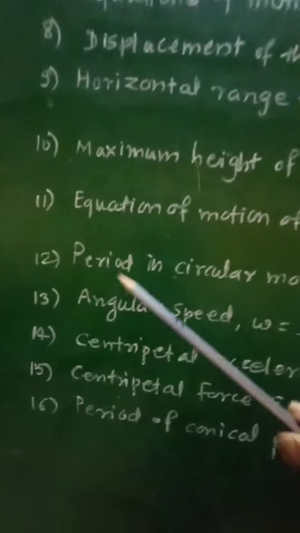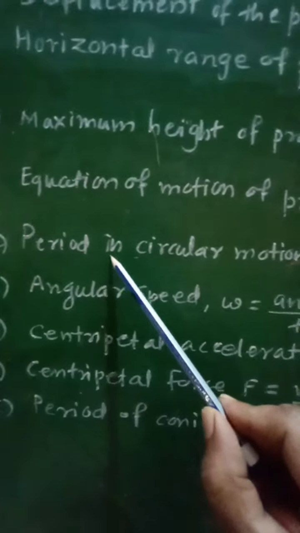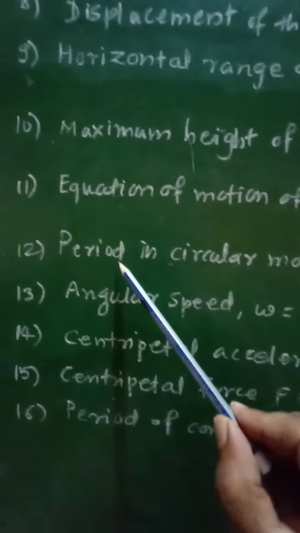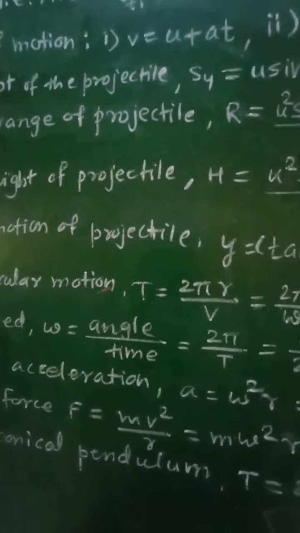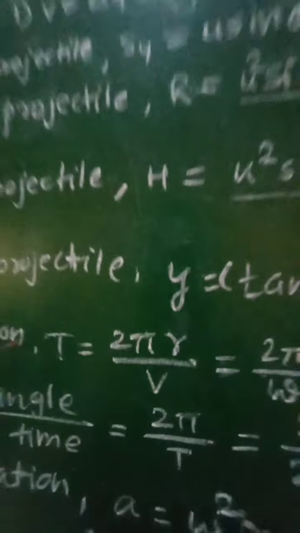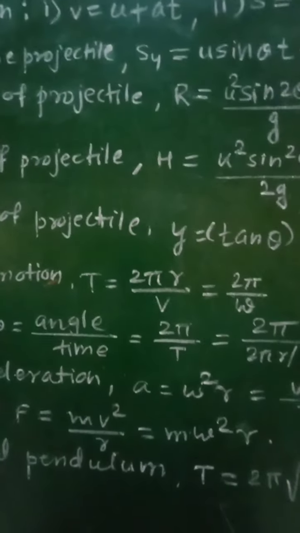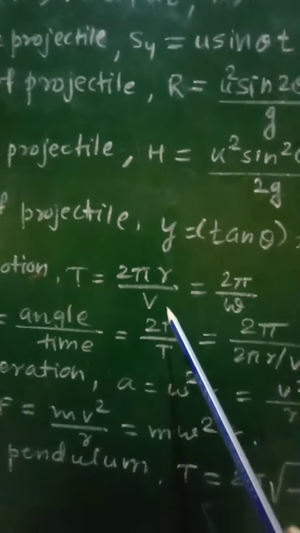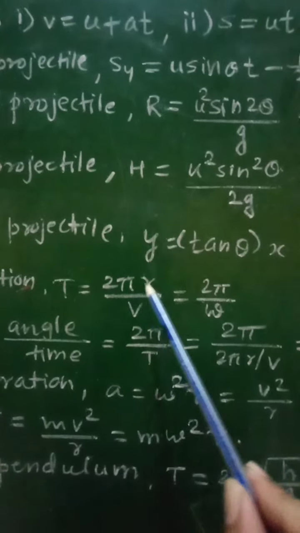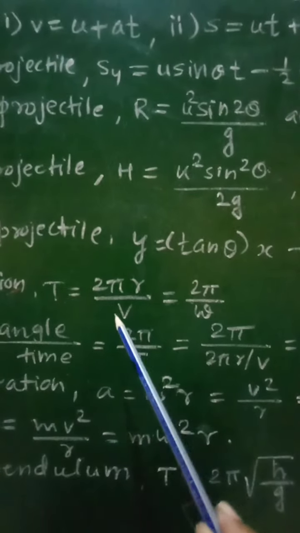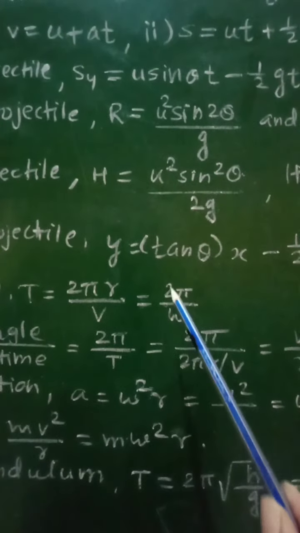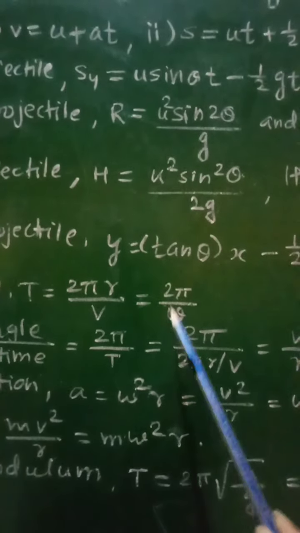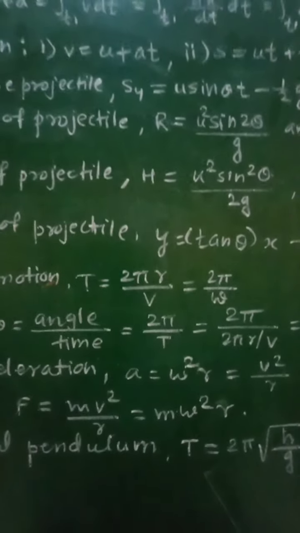Then the 12th formula gives the period in case of circular motion. So when any body is performing circular motion, at that time its period will be given as T is equal to 2 pi r upon v in terms of linear speed, but in terms of angular speed it will be 2 pi upon omega.